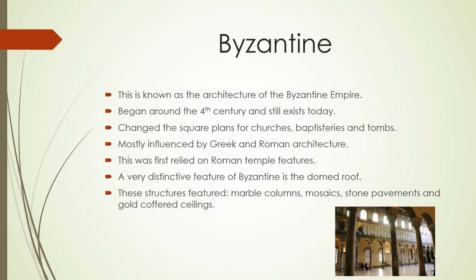This first relied on Roman temple features. A very distinctive feature of Byzantine is its domed roof. Byzantine structures featured marble columns, mosaics, stone pavements, and gold coffered ceilings.